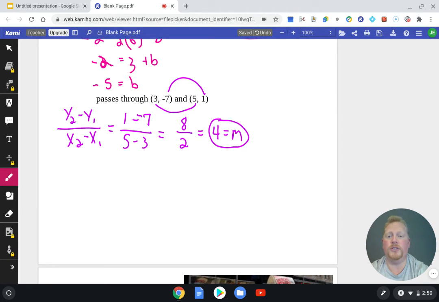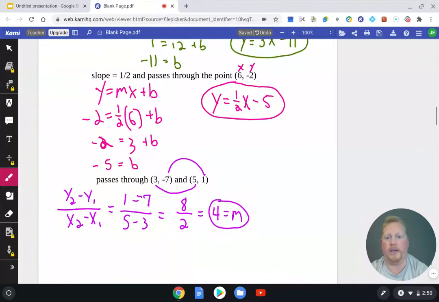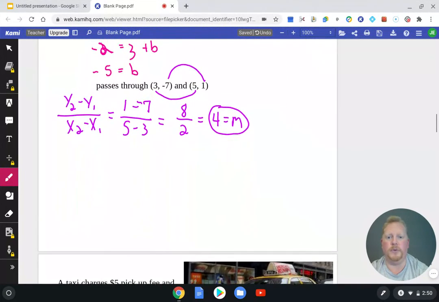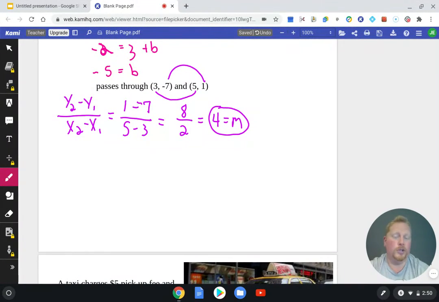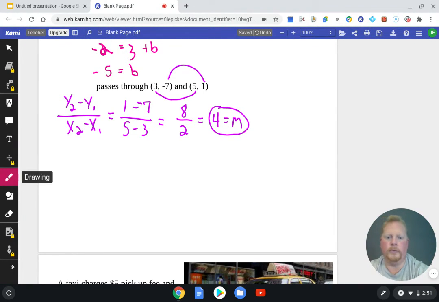So now we're in the situation that we were just in with these types of questions, where we have our slope and we have a point. The only difference is we now have 2 points. So we get to choose which numbers we want to plug in. So I'm going to take the y equals mx plus b. Tell you what, let me get a different color just to differentiate the steps. So let's take y equals mx plus b. Let's plug in the 4 for m.